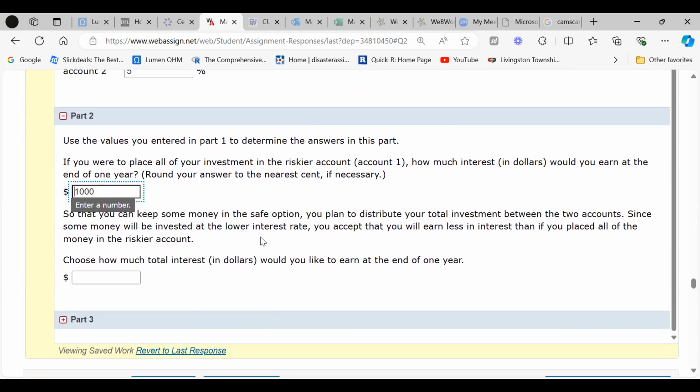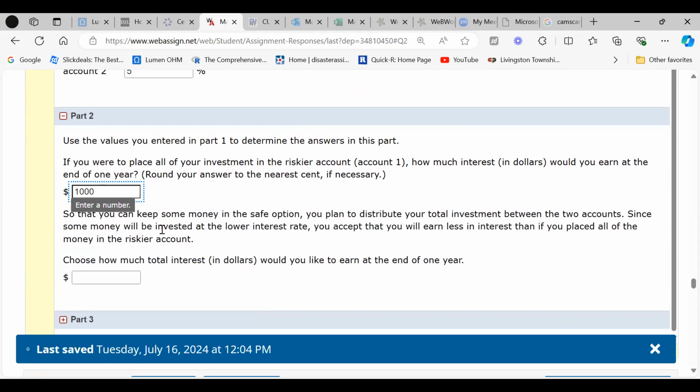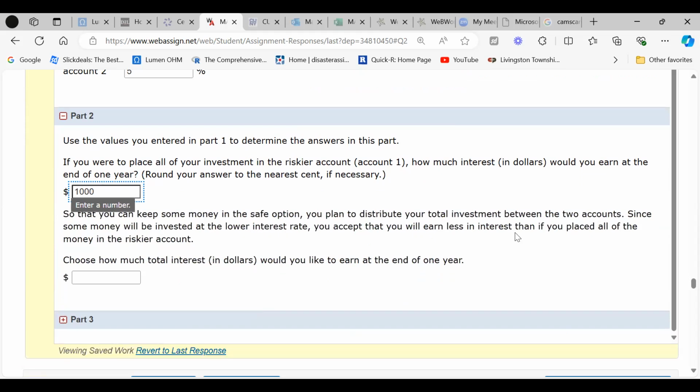And so that you can keep this money in a safe option, you plan to distribute your total investment between the two accounts. Some money will be invested at a lower interest rate. You accept that you earn less in that account, right? If you place all the money in the riskier account, how much total interest would you like to earn at the end of the 1 year?